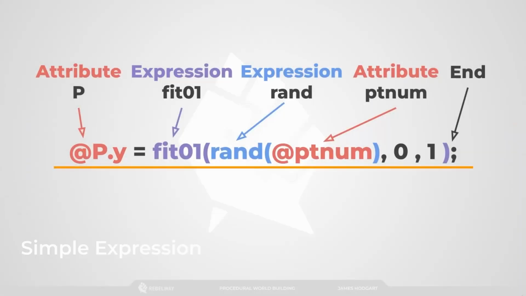So again, we have the P attribute. We have two expressions, the fit01 and the rand expression. Then we have a point number, and we finish off the fit expression with 0 and 1, and then we use a semicolon to end the line of code.